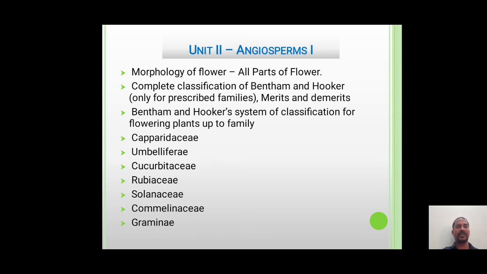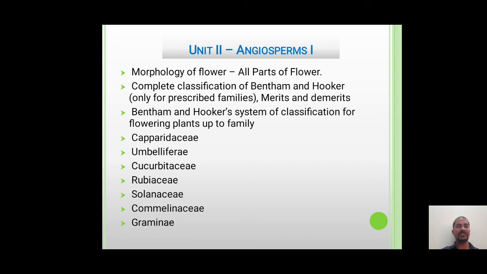Then the unit second, that is angiosperms. In this unit, we are going to see the morphology of flower, all parts of the flower. As it is an angiosperm unit, the first topic, the morphology of flower, will be required for the description of the families. Then the second topic will be based on the complete classification of Bentham and Hooker system and its merits and demerits.